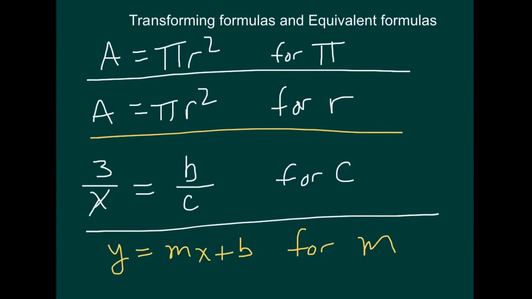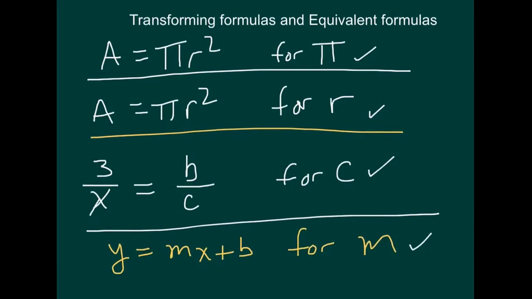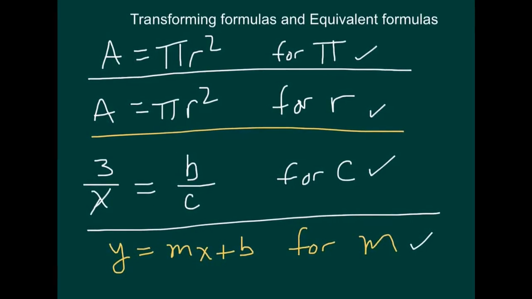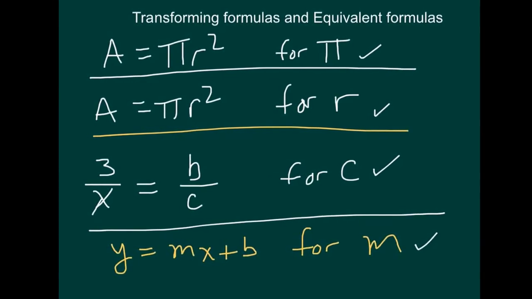Okay, so for your homework, here are 4 questions which you can transform for the indicated variable. In the first case, you're going to solve for pi. Second case, you're going to solve for r. Third case, you're going to solve for c. And in the fourth case, you're going to solve for m. So run through those 4, and then we'll have a couple more for you after that. Run through those 4 first.